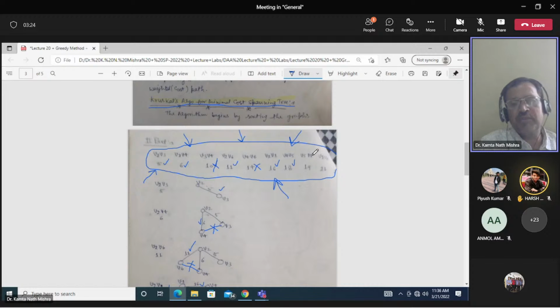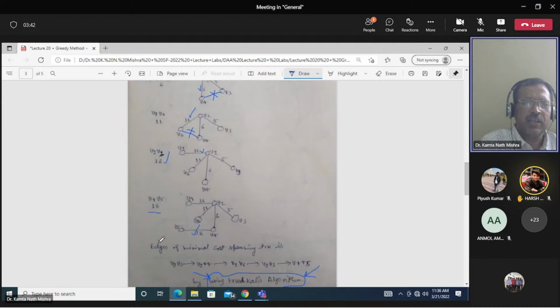You see, still edges are left, V5, V1 and V1, V6. So you don't need to go for comparing V5, V1 and V1, V6. Why don't you need to compare? Sir, because we have taken all the vertices. Yeah, so this is step 3.